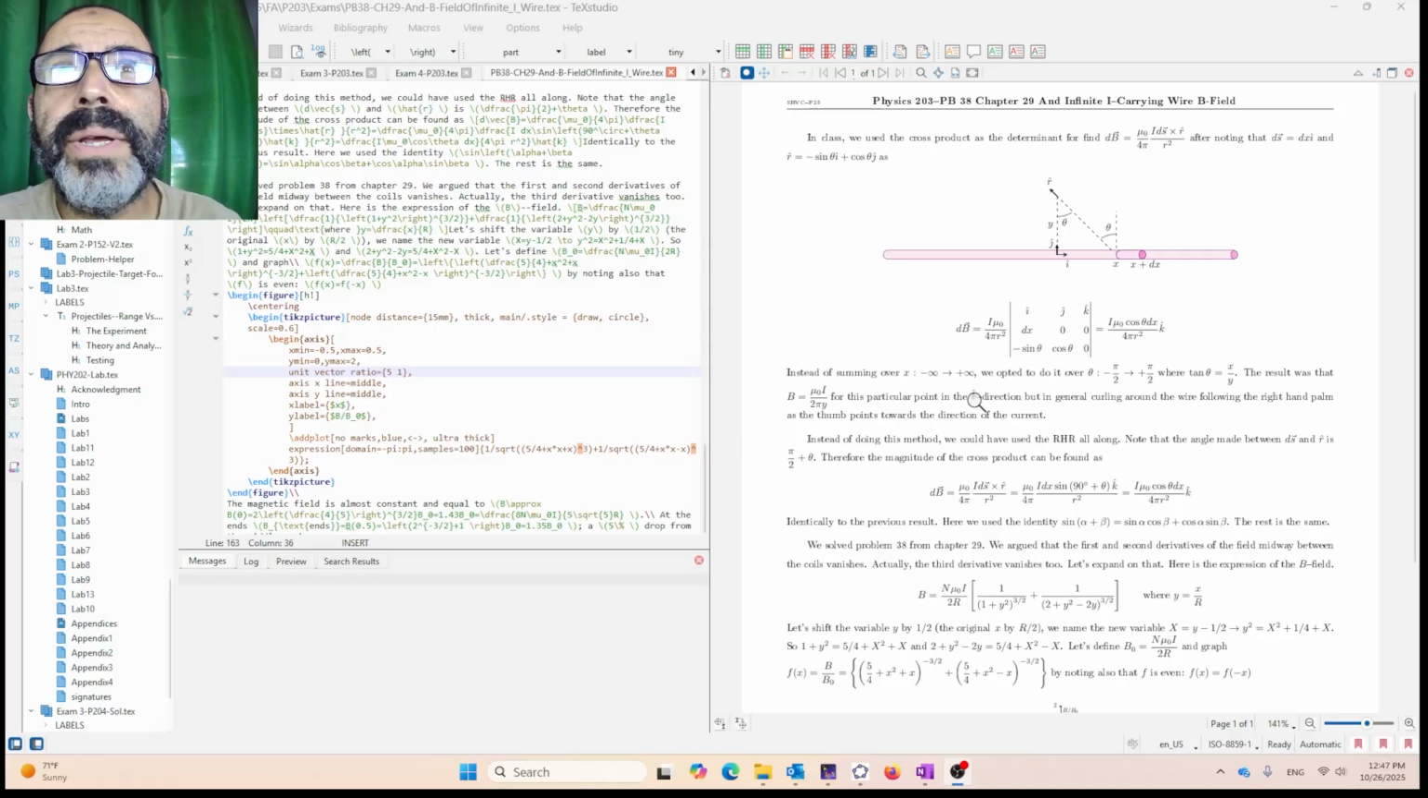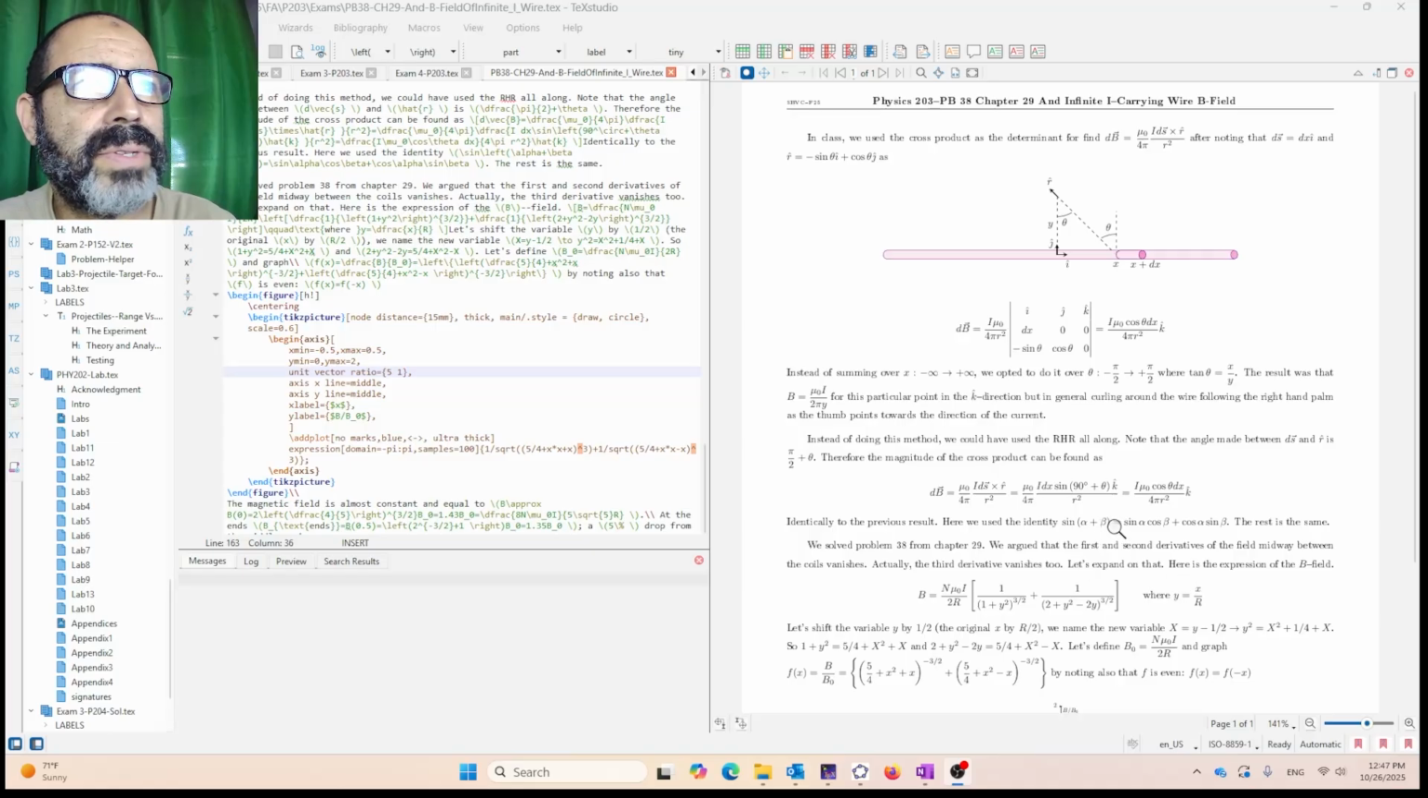We could have gone a different route, and I think that's the approach that the book took. Again, you go back to the fundamentals of the cross product using the right-hand rule. But in this case, the cross product has a sine of the angle between them. And the angle between ds and the vector r is this angle, which is 90 degrees plus theta. So 90 degrees plus theta, and you use the identity of the sine of the sum of two angles.